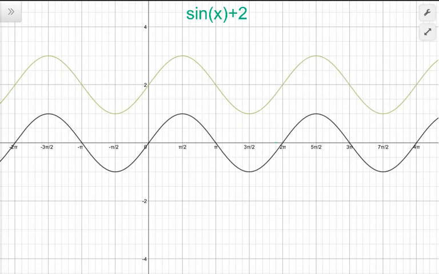So otherwise, these two graphs are identical. It's just that every single point on the green graph is 2 units higher than the corresponding point on the black graph. So our graph has been moved up by 2 because this 2 is positive. If it had said minus 2, our graph would have been moved down by 2. So this is a vertical shift by 2.